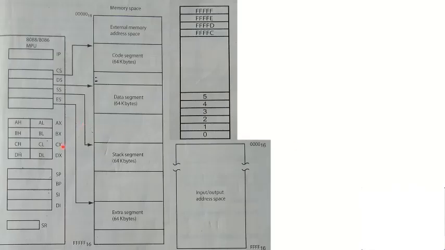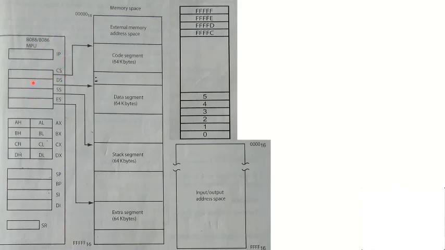And so you can see this is the software model of the 8086. You can see this is the memory, the whole memory space, from 00000 to FFFFFH, and the whole memory is divided into different segments. So this is the code segment of 64K bytes, data segment, stack segment, extra segment, and something for the external memory address space. And this is the instruction pointer, code segment register.